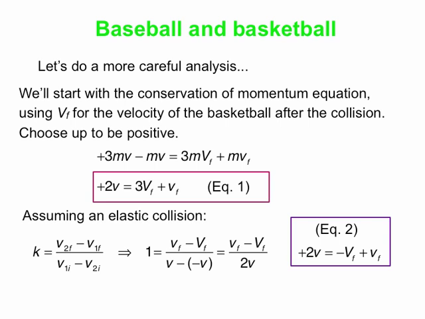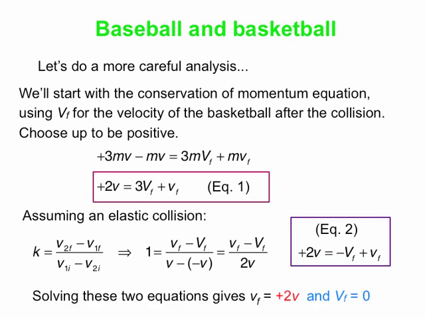So now we just got to do some algebra to solve these equations. Now you might even be able to recognize in your head: plus 2v is 3VF plus little vf, plus 2v is minus VF plus little vf. The only way to make that work is for big VF to be 0. The only thing that makes any sense. So that's what in fact comes out of solving that equation. So big VF works out to 0, little vf works out to plus 2v.